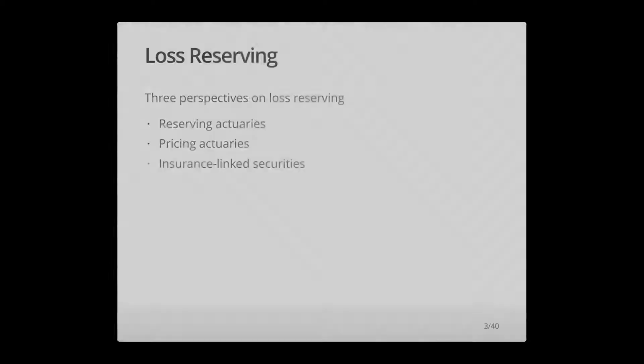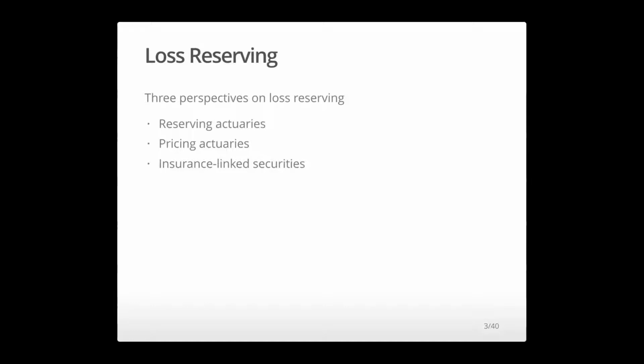So loss reserving, or loss development, I should say, is perhaps the more general term, is a problem within the actuarial community that there are a few different perspectives on. Reserving actuaries have one perspective on loss development. It's all about making sure that sufficient reserves are held on the books to make sure that the company's able to meet its liabilities. Pricing actuaries have a bit of a different perspective. I come at this from a third perspective, which is from insurance-linked securities.